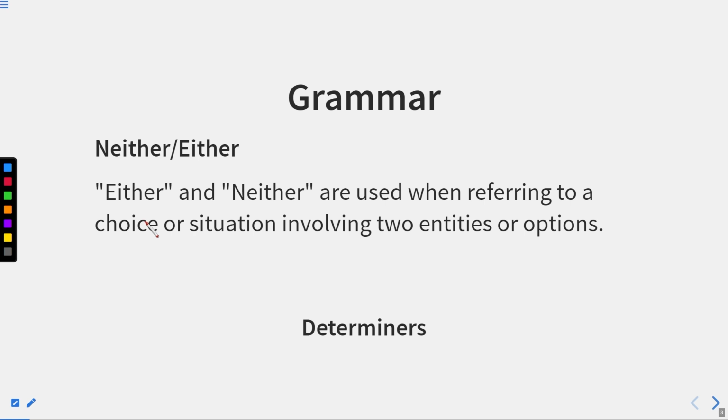First of all, either and neither are used when referring to a choice. Here the keyword is choice, or a situation involving two entities or options. So with the words either and neither, two things are very important, two keywords actually. First, they are only for two, and another thing, they are for choice.